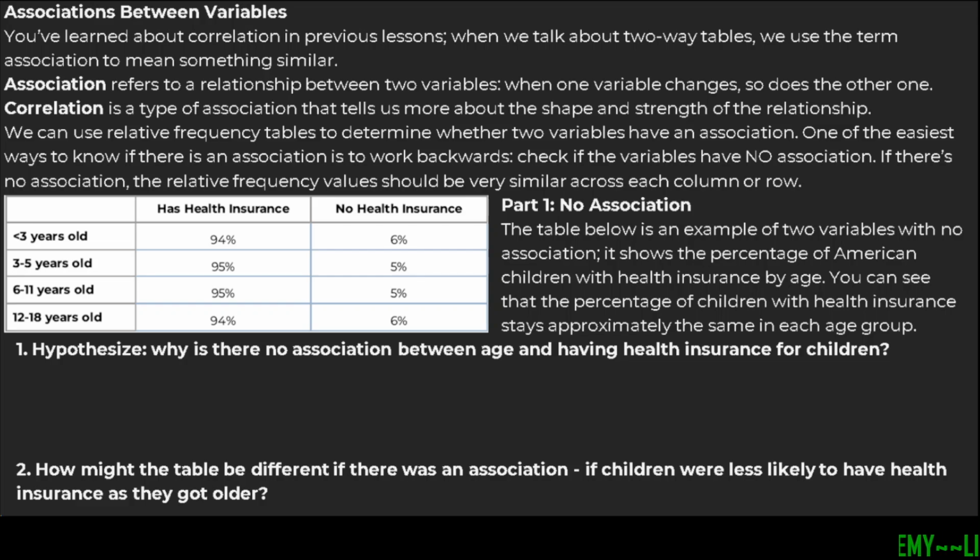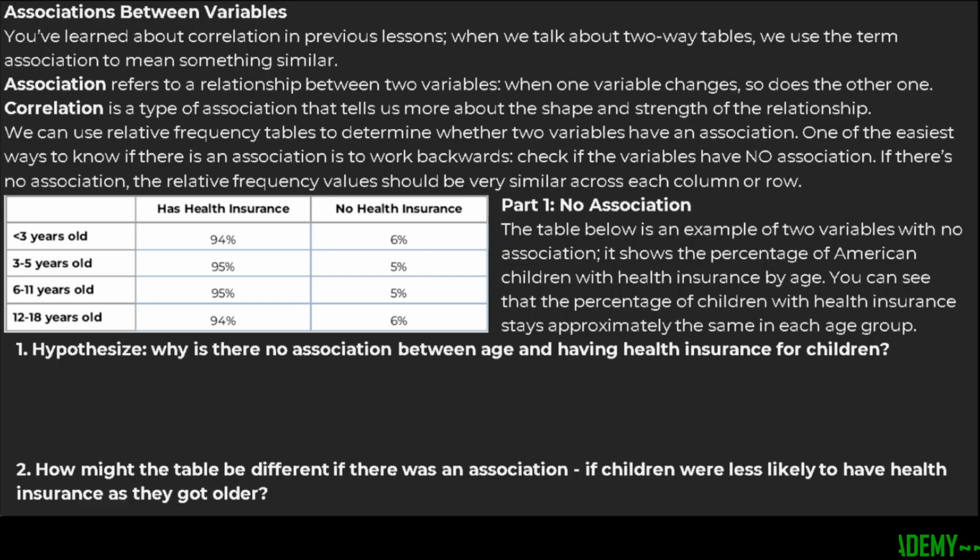We can use relative frequency tables to determine whether two variables have an association. One of the easiest ways to know if there is an association is to work backwards. Check if the variables have no association. If there is no association, the relative frequency values should be very similar across each column or row. So part one, it says no association. So let's do an example for this.